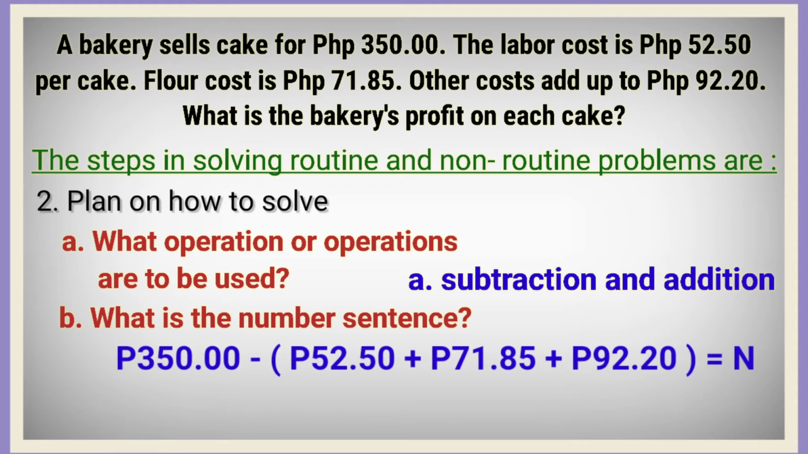350 pesos, our selling price on each cake, minus the total of the cost of 52 pesos and 50 centavos, 71 pesos and 85 centavos, and 92 pesos and 20 centavos, which are all costs for making a cake. This will be all equal to n, the number that we are looking for, which would be the bakery's profit on each cake.